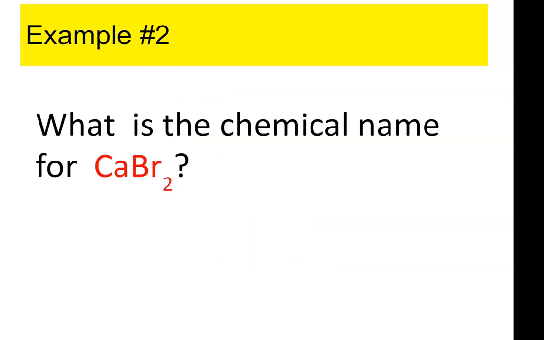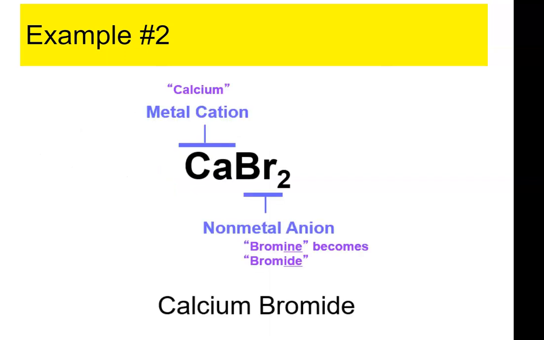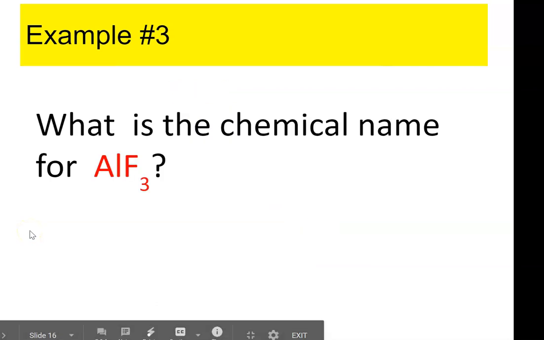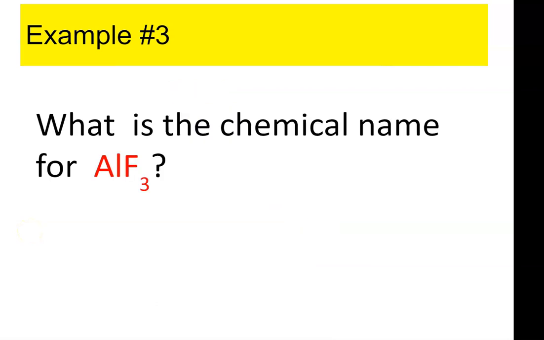Okay, and let's do this one. CaBr2. So Ca, find Ca in the metal part of your periodic table. I'll give you a hint. It's an alkaline earth metal. And then find Br. All right, and so the name of this one would be calcium bromide. So the metal, you just say the name of the metal, it's calcium, and the nonmetal is bromine. Change the ending to bromide. Calcium bromide.